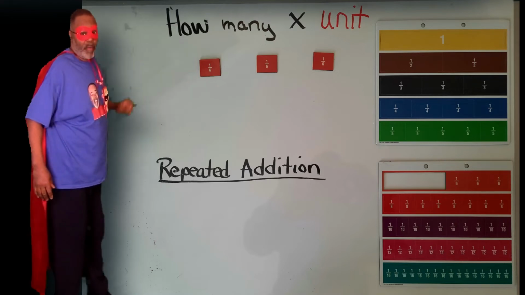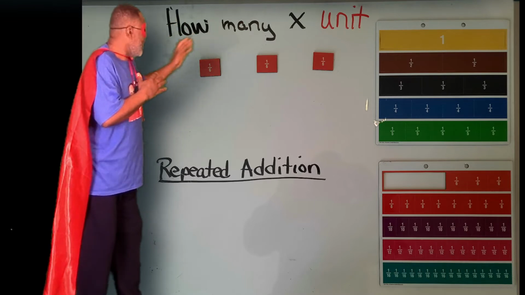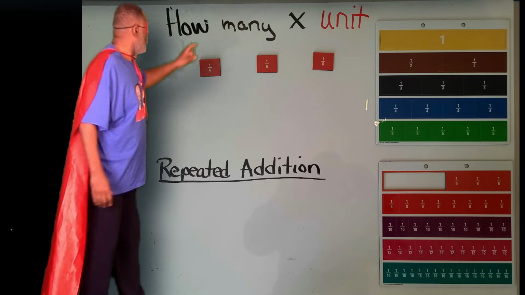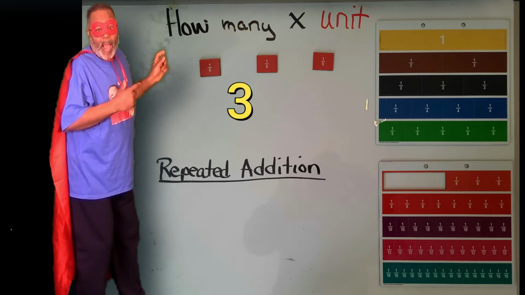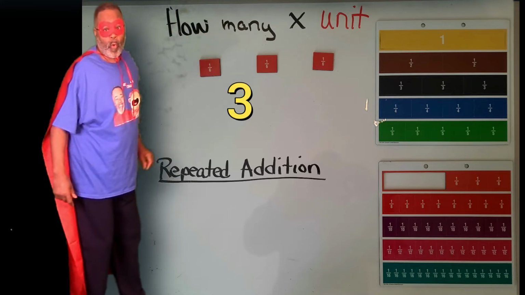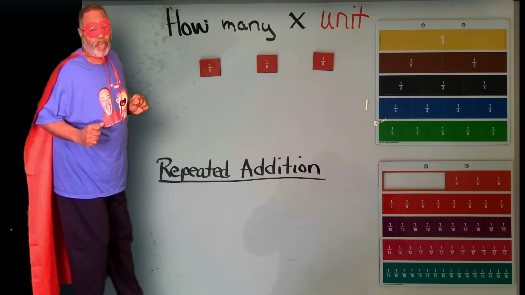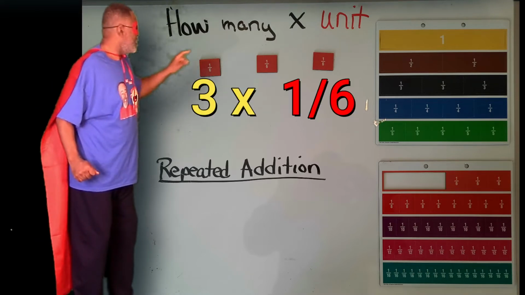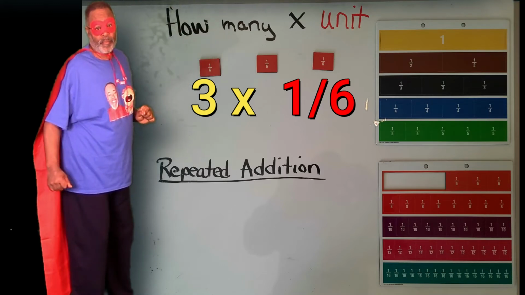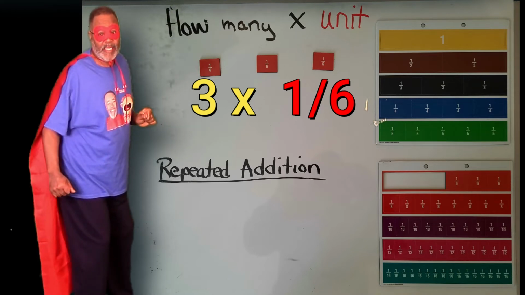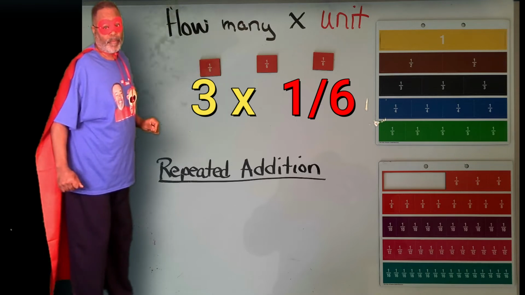All right, look at our first example. You see the formula at the top. How many times the unit? How many 1/6 do I have? Let's count. 1, 2, 3. So that's my how many. I have 3 1/6, don't I? So my multiplication would be 3 times 1/6, because that's my unit. Wasn't that easy?